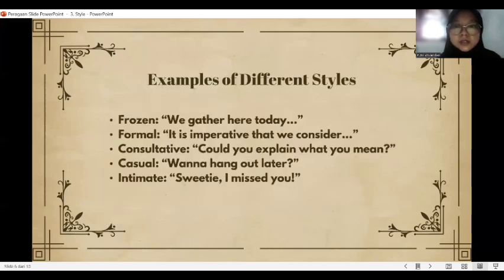Examples of different styles. Frozen: "We gather here today." Formal: "It is imperative that we consider blah blah blah." Consultative: "Could you explain what you mean?" Casual: "Wanna hang out later?" Intimate: "Sweetie, I missed you."